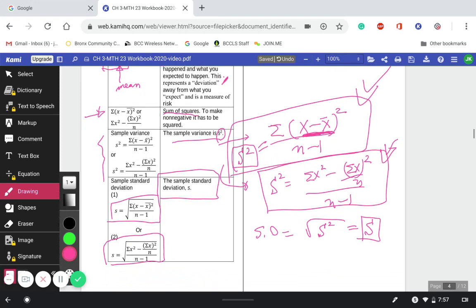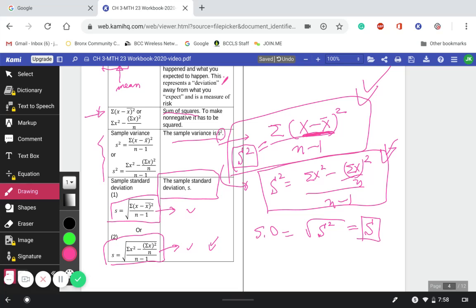So what was the difference between these two formulas? This was created by definition, and this was changed around to be easier to calculate with a larger number of data. So you can use either one of them. And I use this particular formula to find the standard deviation throughout this particular chapter. Okay.